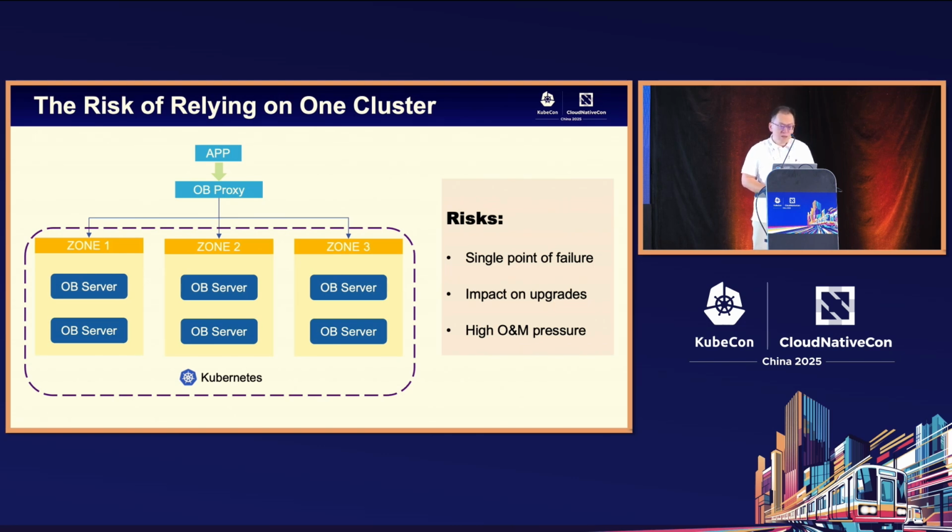The first one is a single point of failure. Any outage could bring down your entire database. It also makes upgrades risky, since everything happens in one place with no safety net. And it creates high maintenance pressure. Your team has to manage everything in one cluster, from storage to failover. That's why we started looking at multi-cluster deployment.